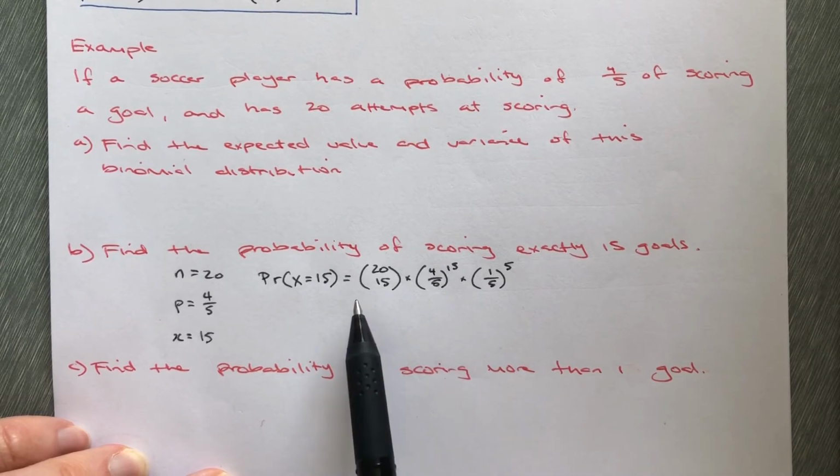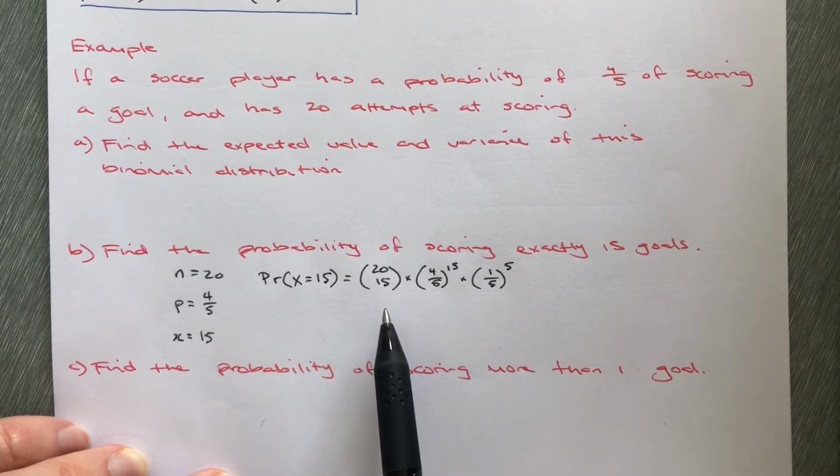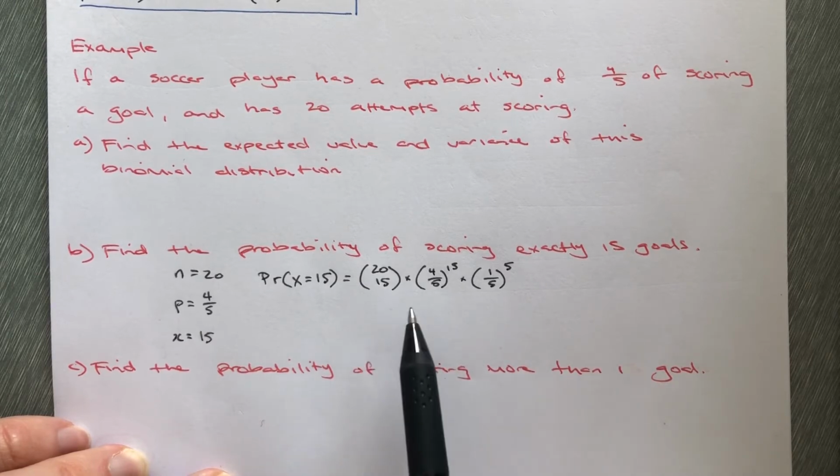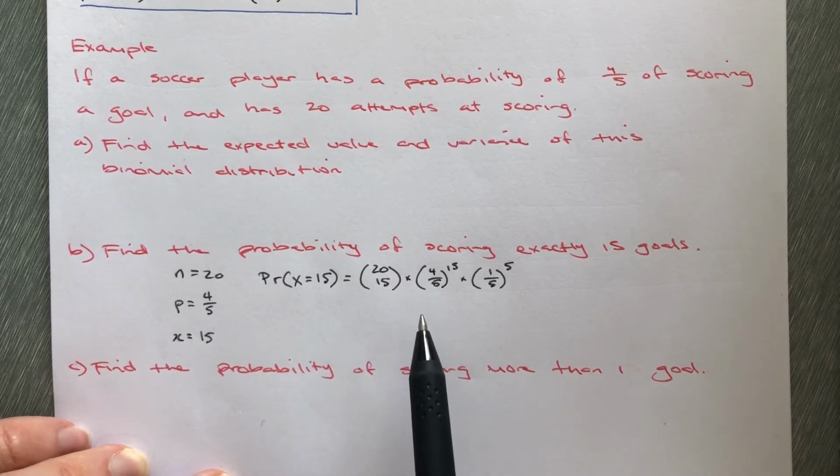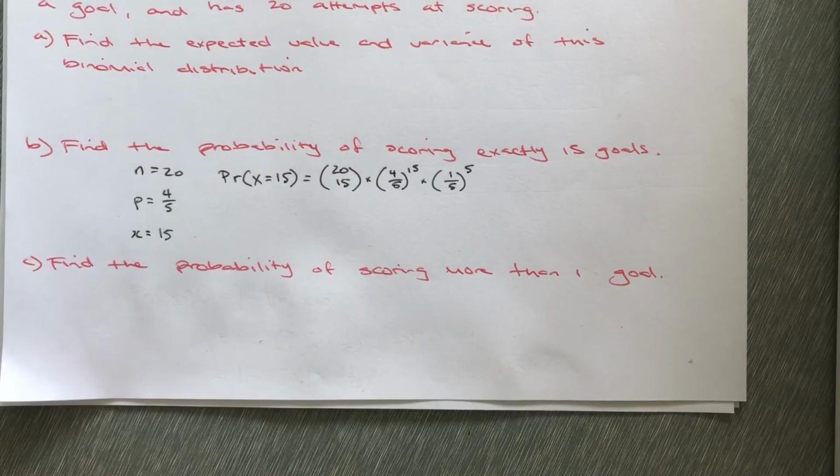Okay, now some of these you will be able to do by hand, some real simple ones. With this one I might just enter it into my CAS though. For this next one, it's asked to find the probability of scoring more than one goal. So that would mean 2 goals or 3 goals or 4 goals or 5 goals all the way up to 20. So there's a heap of things we'd have to work out for that.